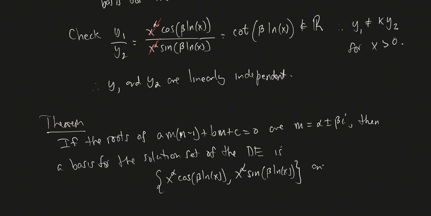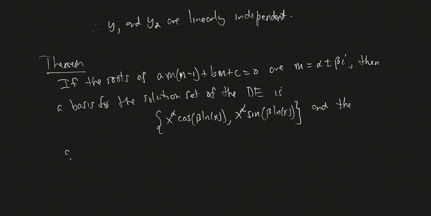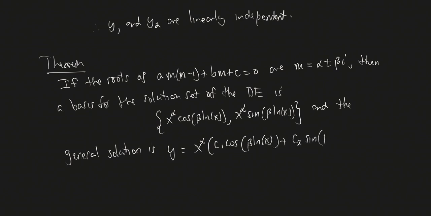And the general solution. So then we can write down the general solution, again using our superposition principle. Now you could do the same thing because both functions have a factor of x to the alpha. You can factor out the x to the alpha and then have c1 times the cosine of beta log x plus c2 times the sine of beta log x. There we go. All right.